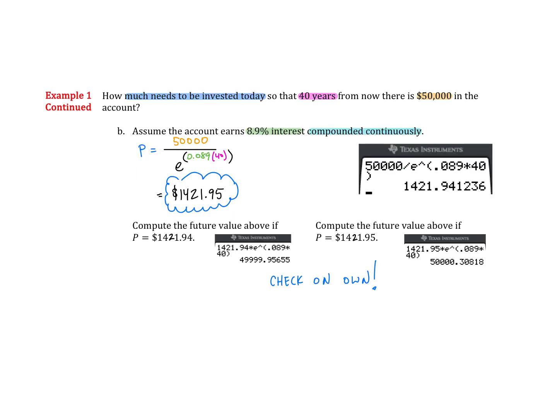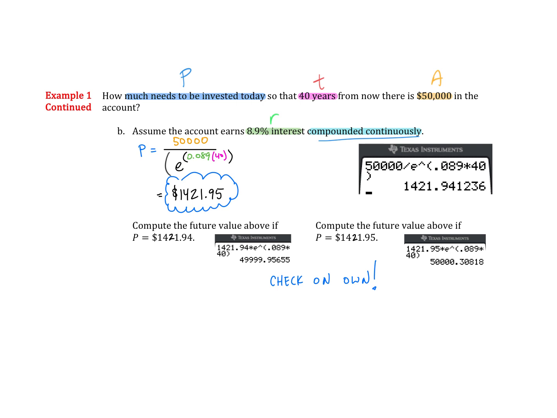Now we're going to look at the same concept, only this time we're going to compute when it's compounded continuously. So remember, when we see compounded continuously, we're thinking of that PERT formula, okay? So how much needs to be invested today? That's our P, right? 40 years, that's our T. So that there's $50,000 in the account, that's our future value. We have our interest rate of 8.9% compounded continuously. So when we see that, we're thinking PERT. So now we're going into that formula.